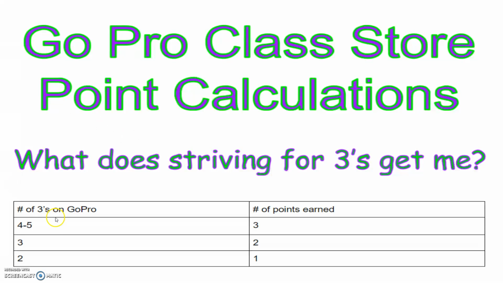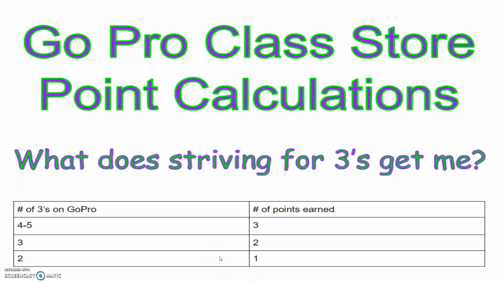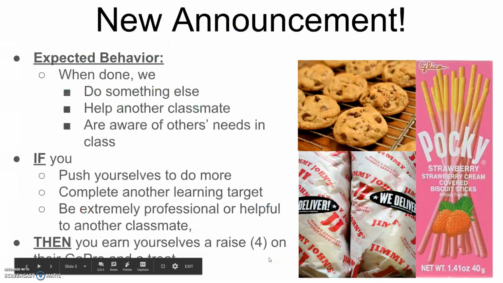Just to remind you guys about your behaviors, okay? If you strive for threes, which is the teacher's expectations, it's going to get you things. This goes to the store and the things you can buy. So the number of threes on your GoPro: if you have 4 or 5 threes on your GoPro, you get 3 points for the day. If you have 3 threes on your GoPro, it's 2 points for the day. And last but not least, if you have 2 threes on your GoPro, it is 1 point you've earned.